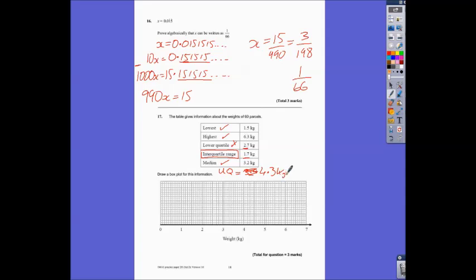So if we draw those in, the lowest value is at 1.5, so do this as accurately as you can. So we draw a line at 1.5. The highest value is at 6.3, so we've got a line up there. The lower quartile is at 2.7, which I think is just there. The upper quartile is at 4.3, just there. And then the median is at 3.2, which is just there. Now, the upper quartile and lower quartile encase the median, and we join those up with the whiskers.